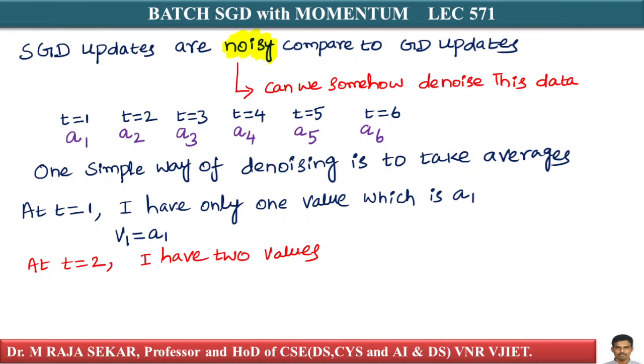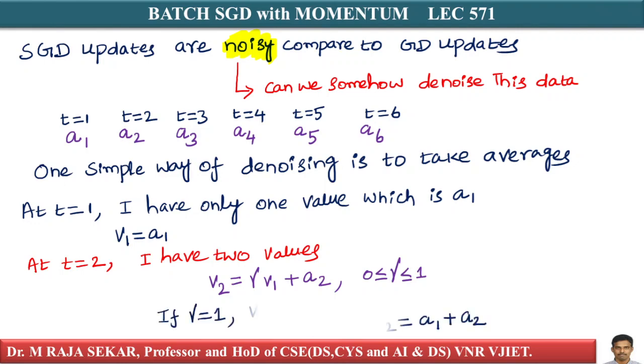At time t equal to 2, I have two values. I have already seen A1, and now I am seeing A2. So what if I write an equation like this: V2 equal to gamma V1 plus A2. What is this gamma? Gamma lies between 0 and 1. If gamma equal to 1, what happens? My V2 equal to V1 plus A2, but what is my V1? V1 equal to A1.